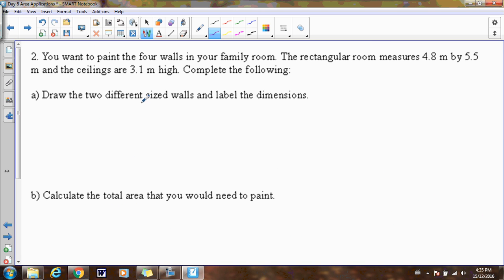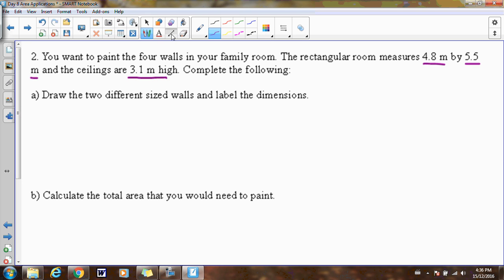Okay, for our next example, we're actually going to delve into the application of these kinds of shapes. It says you want to paint the 4 walls in your family room. The rectangular room measures 4.8 meters by 5.5 meters. I'm going to highlight these two numbers so I know the dimensions of the room. And the ceiling is 3.1 meters high. So the first question asks us to draw 2 different size walls and label the dimensions.